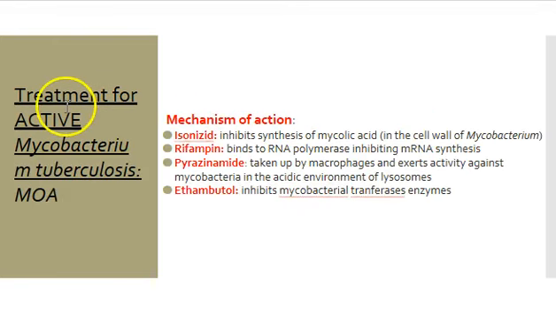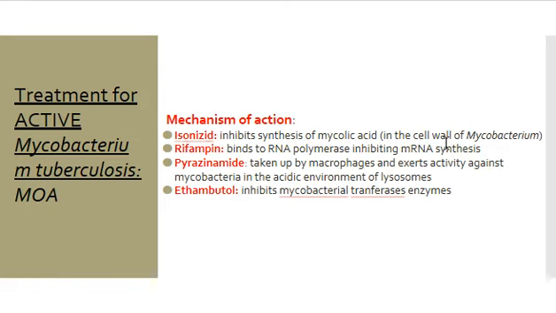In terms of how these drugs work, isoniazid inhibits synthesis of mycolic acid, which is the main fundamental building block in the cell wall that's specific to Mycobacterium species. Rifampin binds to the RNA polymerase, of course, and that's going to inhibit mRNA synthesis.